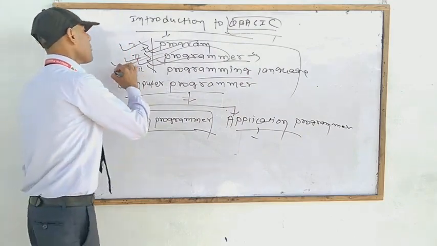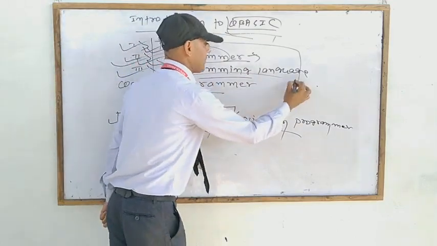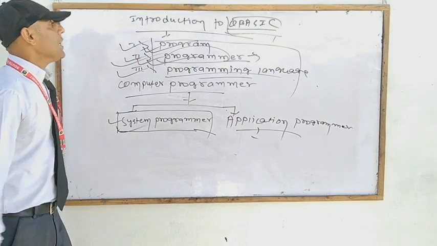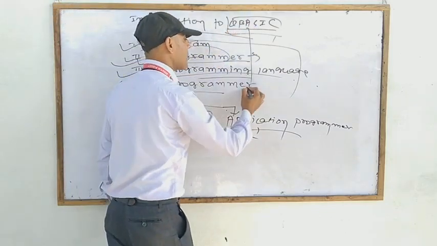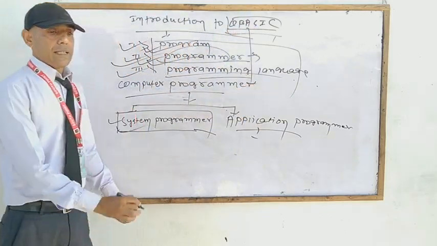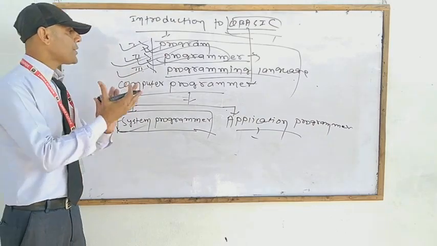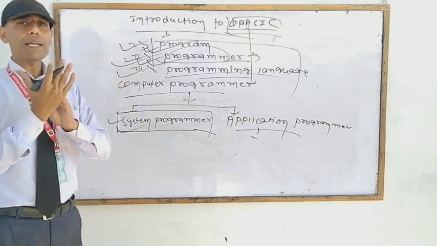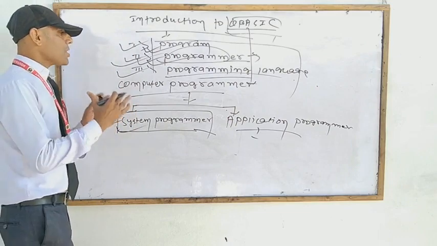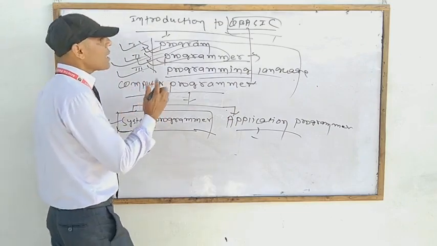Thanks. Now, third number, programming language. This is the most important. QBasic is a type of programming language. The programming language is a type of computer language. Before knowing the programming language, we must need to know about the language.